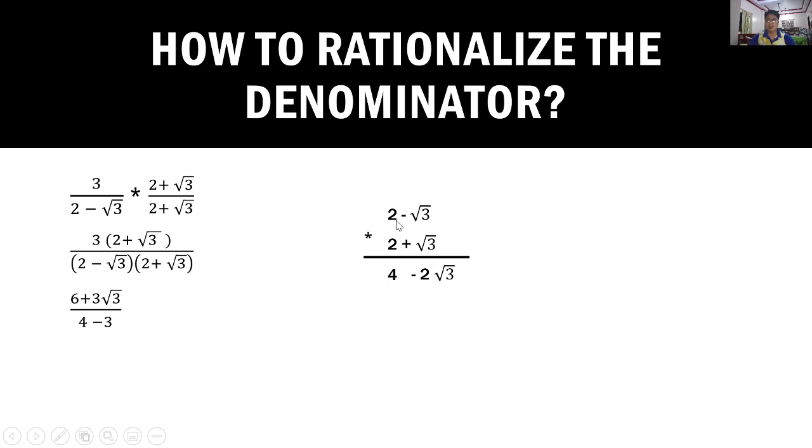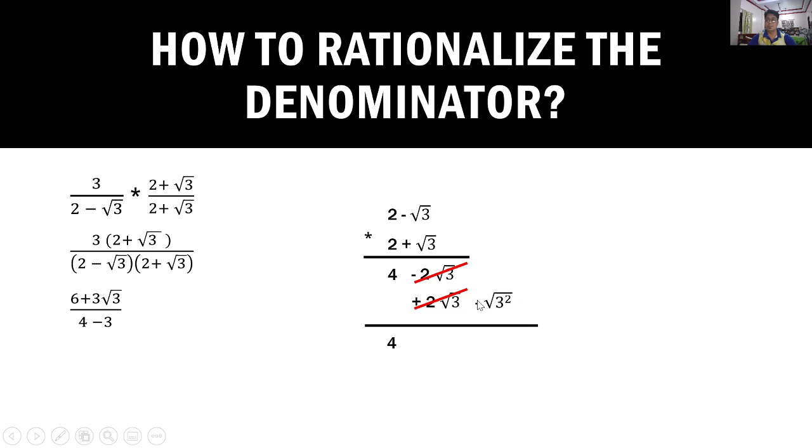Positive square root of 3 times 2, positive ang sagot. Positive square root of 3 times negative square root of 3, negative square root of 3 squared. Simplify natin. Yung walang katapat, baba. So we have here now 4. Sir, ito magkamukhang magkamukha. The only difference is the sign. They will cancel each other out.